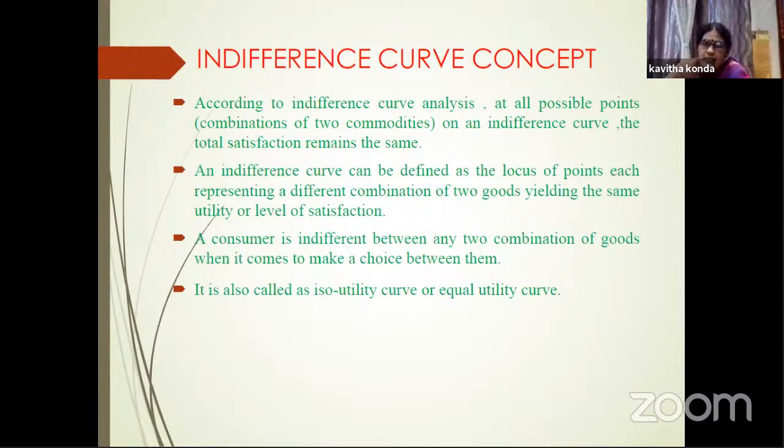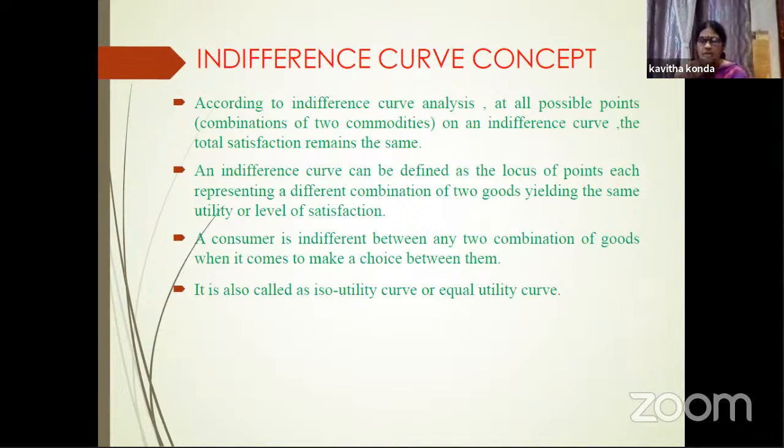His preferences are there. He is indifferent between the two combinations of goods. So when it comes to making a choice between them, he will substitute one good for another good, which gives equal satisfaction or equal utilities. So he is indifferent between two combinations of goods when he wants to make a choice. Choice means if he wants more Y, he'll take less X; if he wants more X, he will take less Y, between the two goods.